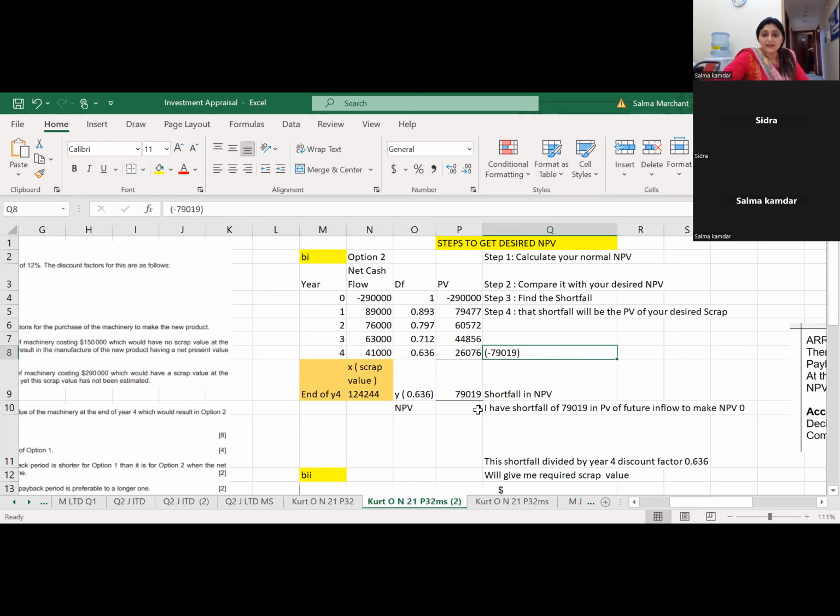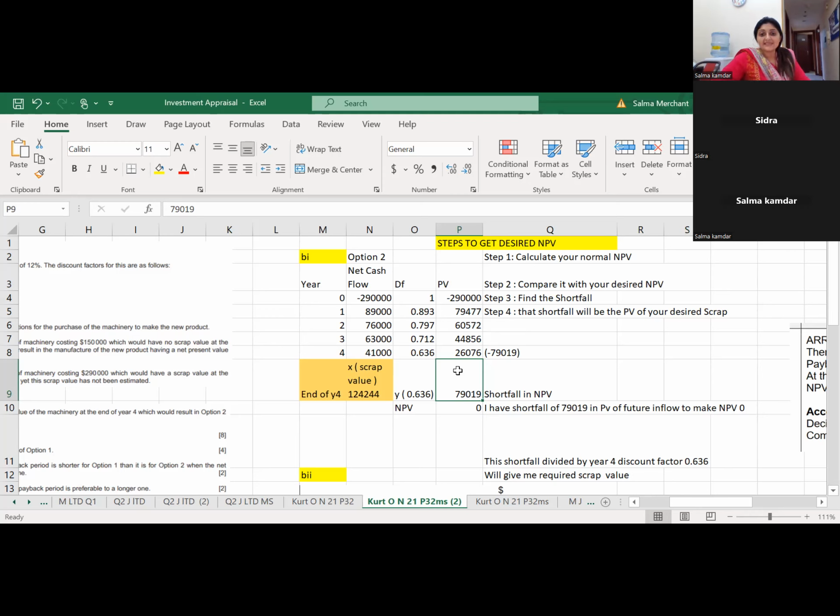The normal NPV that you're getting is a negative 79,019. You will compare it with your desired NPV. Your desired NPV is 0. To get your desired NPV, you have a shortfall in NPV of 79,019. So your first step is you calculate your normal NPV. Then you write your desired NPV, compare it with your normal NPV, and you will get the shortfall. That shortfall will be the present value of your desired scrap.